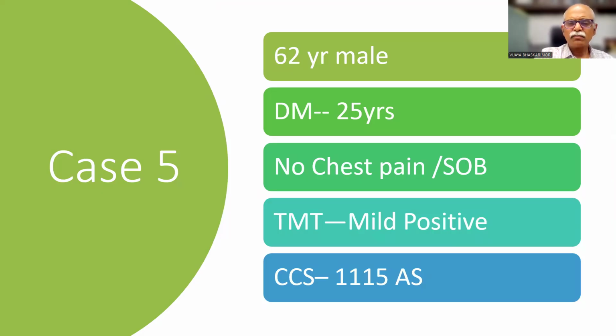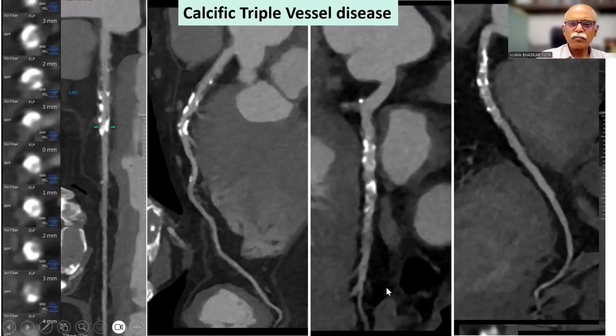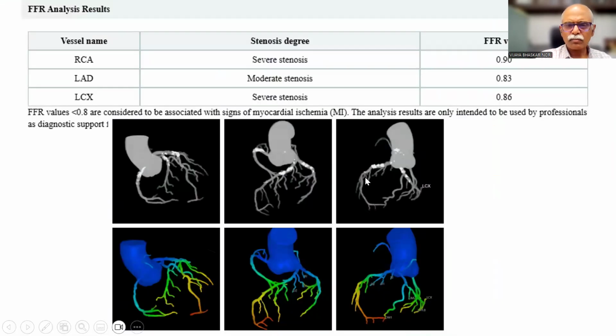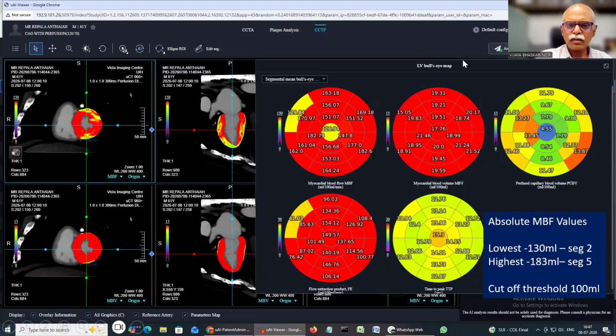Case number 5, 62-year-old male, diabetic for 25 years, no chest pain, SOB, TMT mild positive, calcium score 1115 Agatston units. CT angiogram, calcific triple vessel disease, you can see extensive calcium. CTFFR, in spite of the moderate to severe stenosis, FFR values are well maintained, all are above 0.8. CT myocardial perfusion done.